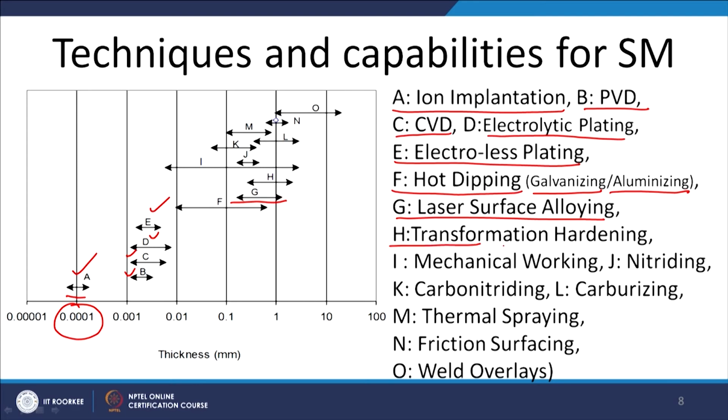Transformation hardening results in a greater depth, somewhat like 400 to 500 micrometer to 1200 to 1500 micrometer. Then mechanical working, like burnishing or shot peening, are methods related with mechanical working, which result in a much greater range of the modified depth, from say 100 micrometer to 1000 or 1200 micrometers.